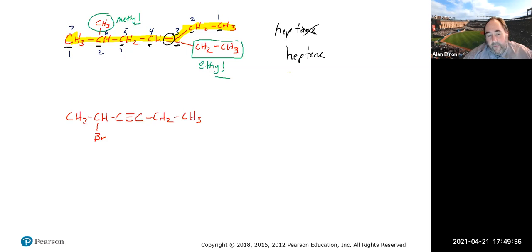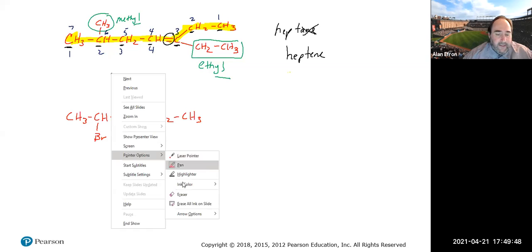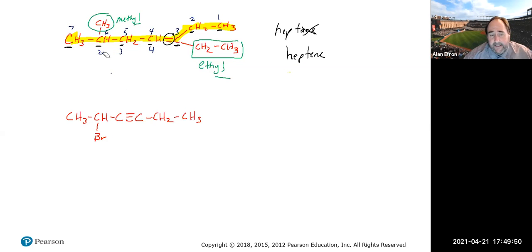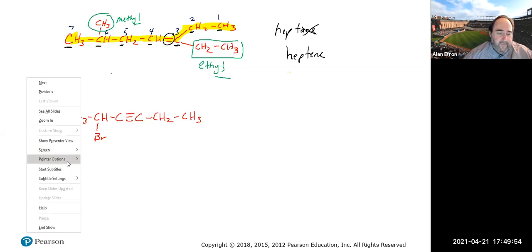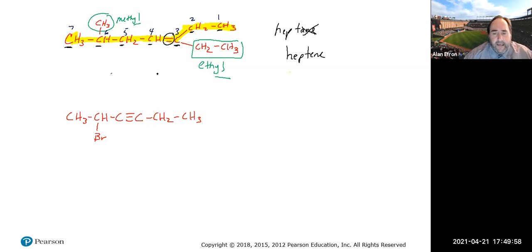1, 2, 3, 4. Obviously, going right to left gives our double bond carbon 3. Going left to right gives our double bond carbon 4. So we would want, in this case, to go right to left again because it is the smaller number, which is always what we're shooting for in terms of our double bond. Any questions on that?